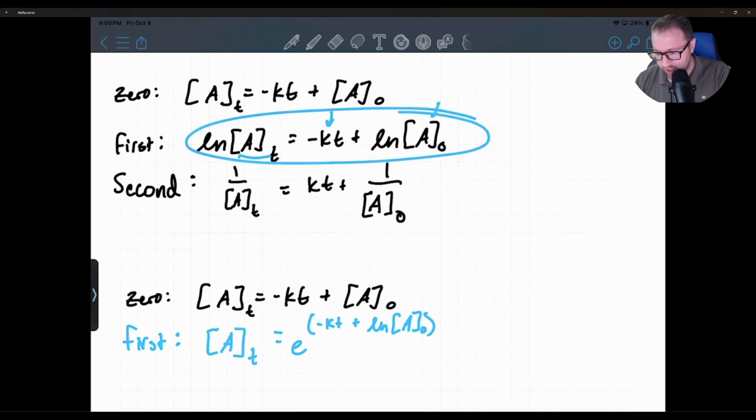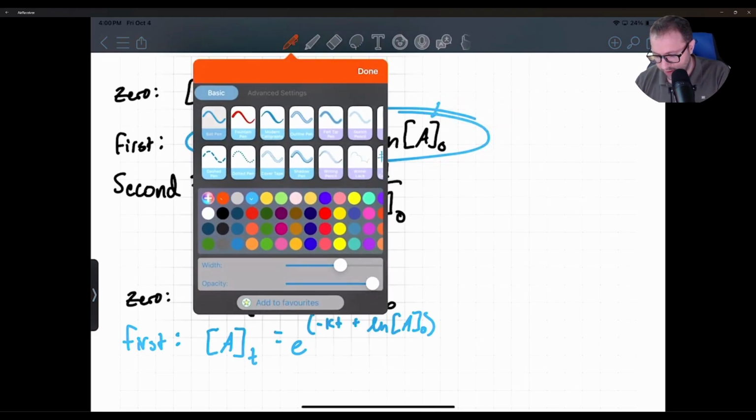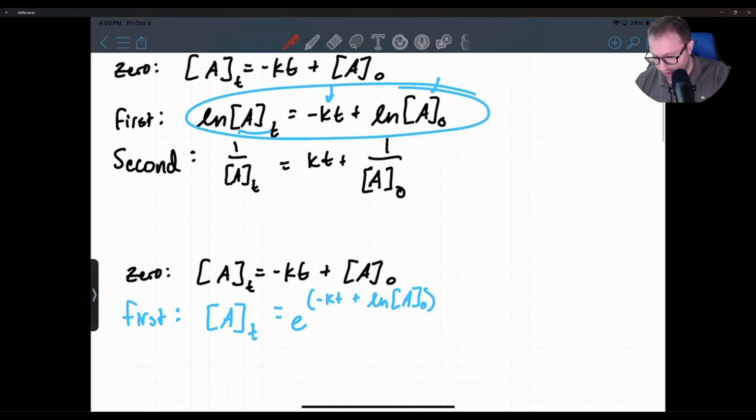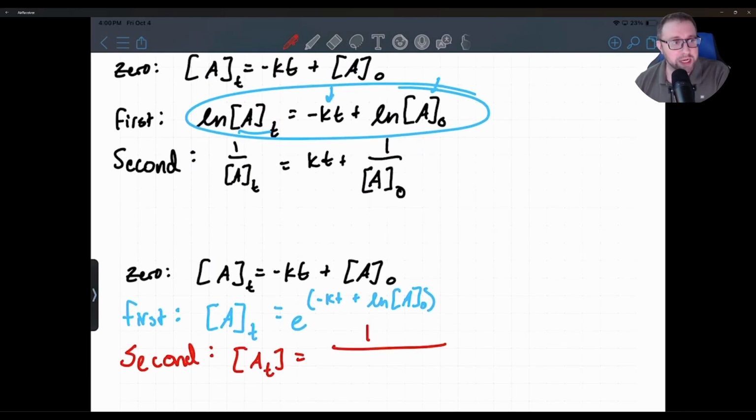I have no issue with that. We can do the same thing for our second order here, which is also going to be a little bit painful, right? So if we want to solve for AT, we have to raise the entire right-hand side to -1. All right, so we get KT plus 1 over A naught. And that's fine. We can do that.